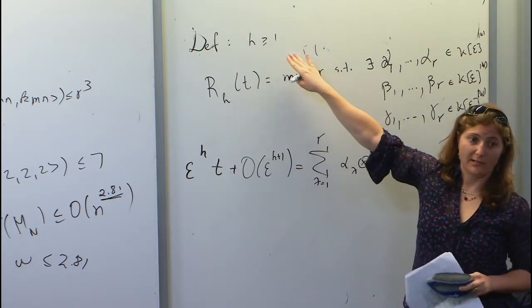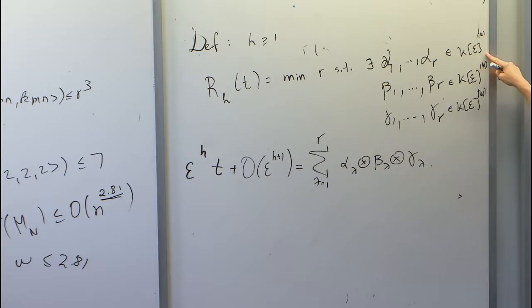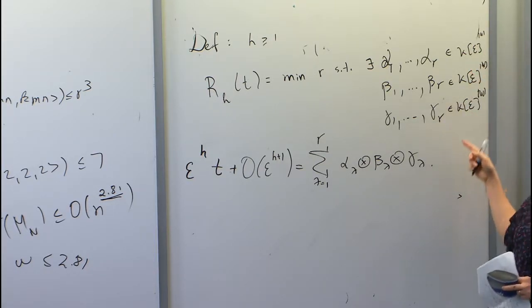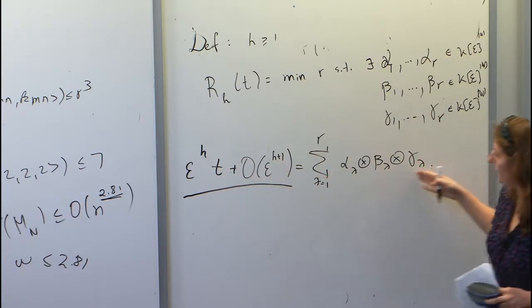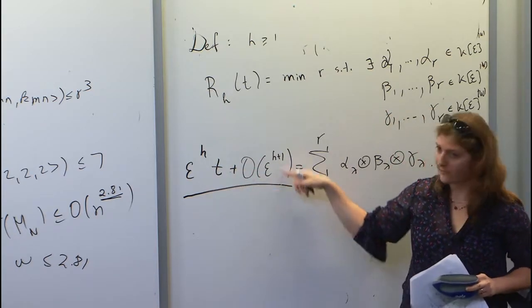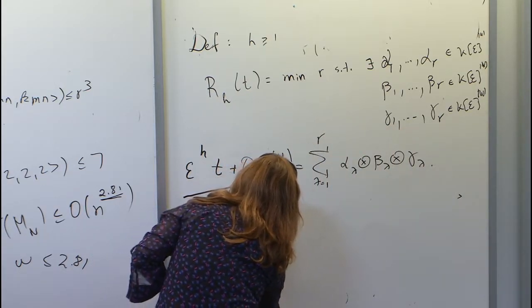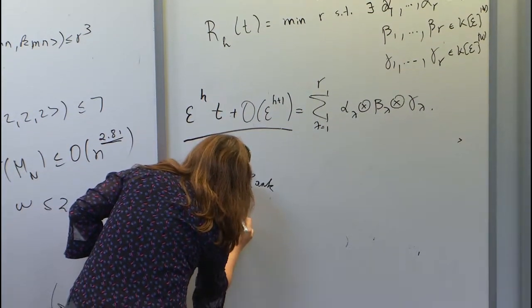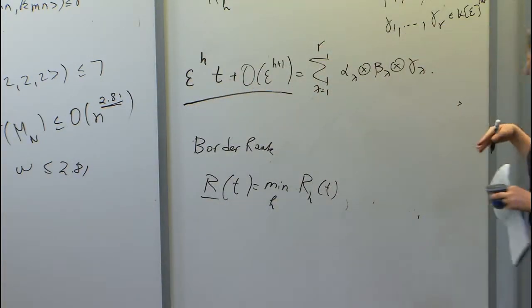Okay, so for some integer h, what I do is I get lambdas, alphas, betas, and gammas, just like with rank, except that now they're allowed to be polynomials over this indeterminate epsilon over the same field. And then I can decompose the tensor, but now in this funny way, where when I take the sum of these tensors here, I actually get T, but up to an error of epsilon to the h. Okay, so this is this, and now I can define the border rank as the minimum over h such that there exist such a decomposition. So this is kind of a funny notion, but it turns out that there's this theorem.